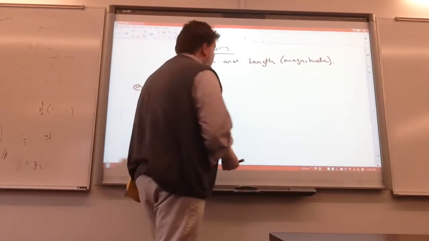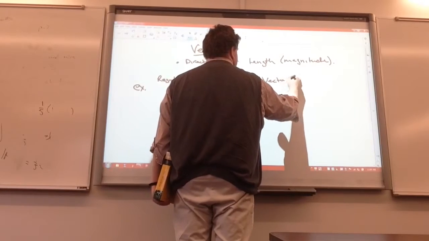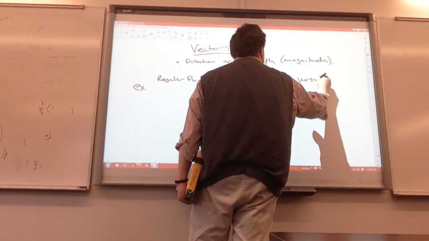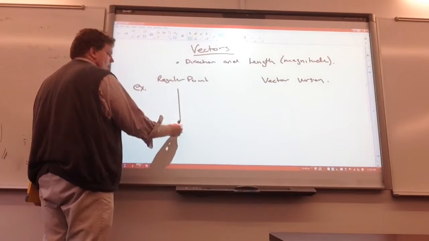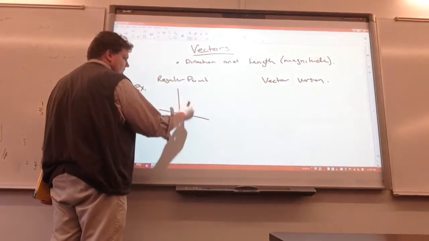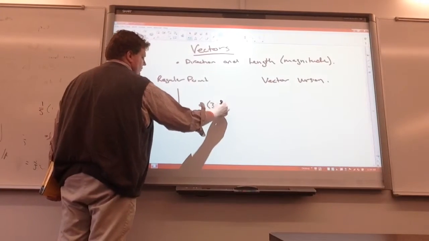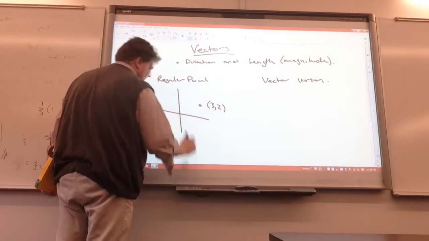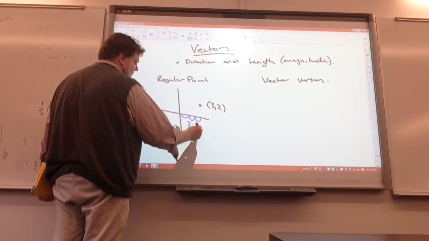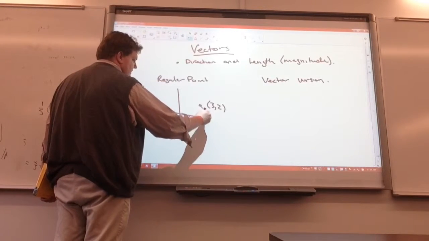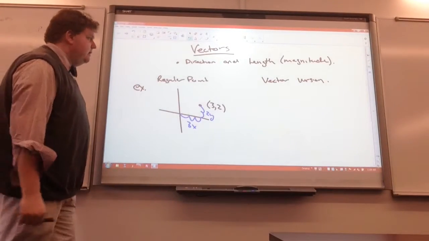Yeah. And then over here, I have the vector version. With a regular point, how we define it is basically, let's say this is the point right here, 3, 2. We define it by going over 3 spaces in the x direction and then 2 spaces in the y direction. And that's how we get to that point there.